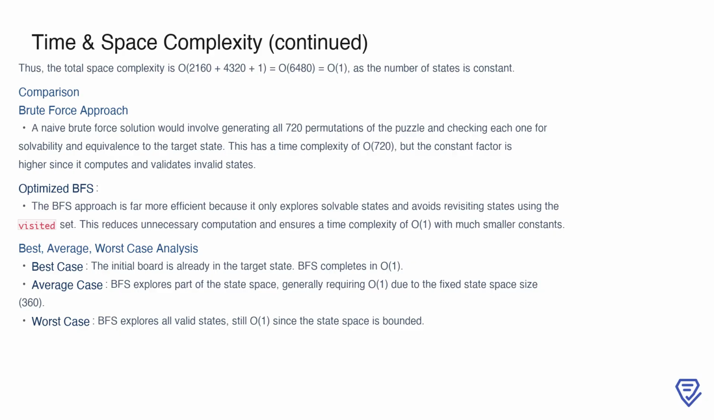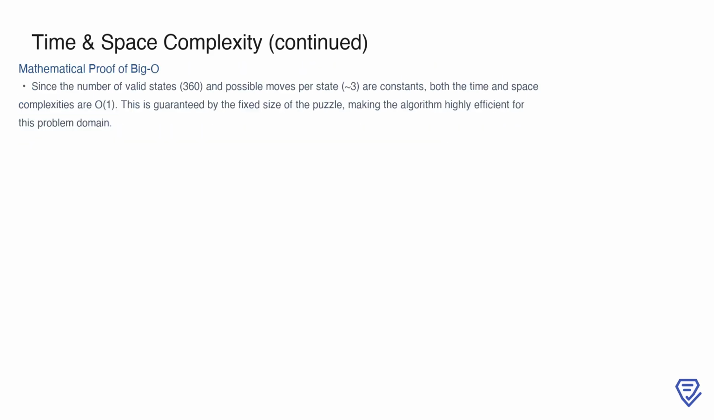In terms of best, average, and worst case scenarios, the BFS algorithm is highly efficient. If the puzzle is already solved, the algorithm terminates almost immediately, requiring 1. For an average input, it explores a portion of the fixed state space, which still results in 1. Even in the worst case, where all valid states are explored, the time complexity remains 1 due to the bounded nature of the problem.